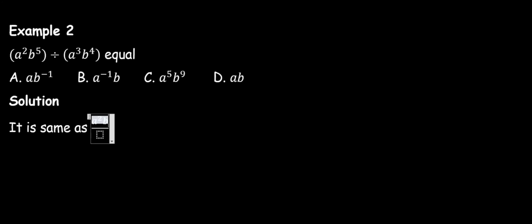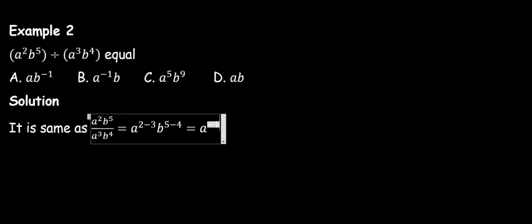raised to power 5 all over a raised to power 3 b raised to power 4, which is equal to a raised to power 2 minus 3. Since the power of a at the numerator is 2 and the power of a at the denominator is 3, we subtract. Then times b raised to power 5 minus 4. The same applies, which is equal to a raised to power minus 1 times b.